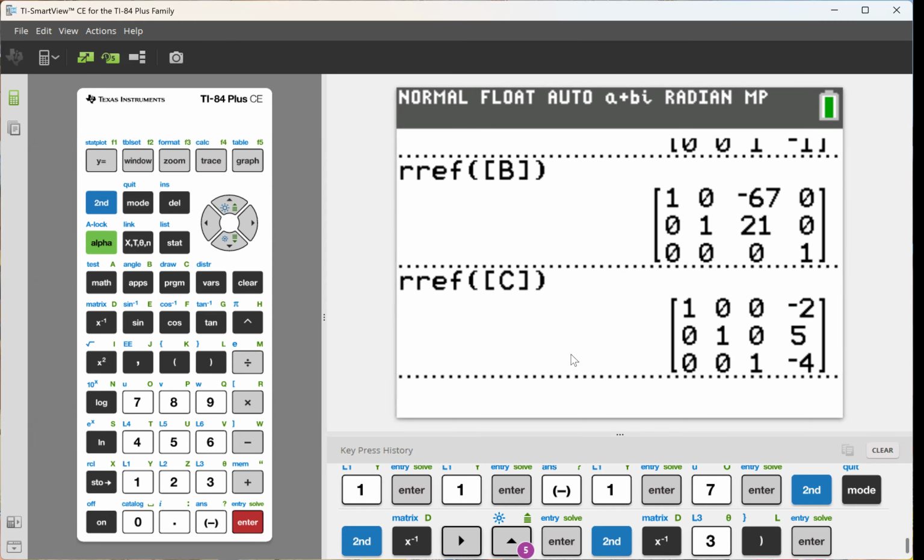Okay, so this is reduced row echelon form, so we are good to go. So the fourth column is my solution. X is -2, Y is 5, and Z is -4. So I'm going to write that down so we can see it when I stop sharing my calculator.